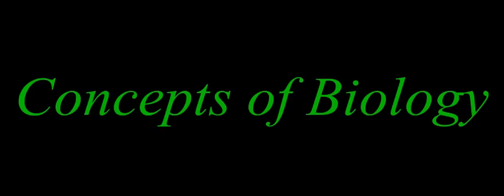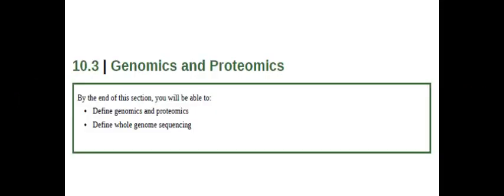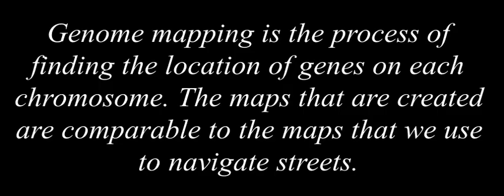Welcome back to Concepts of Biology. We'll continue to read Chapter 10, Biotechnology, Section 10.3. Mapping genomes. Genome mapping is the process of finding the location of genes on each chromosome. The maps that are created are comparable to the maps that we use to navigate streets.